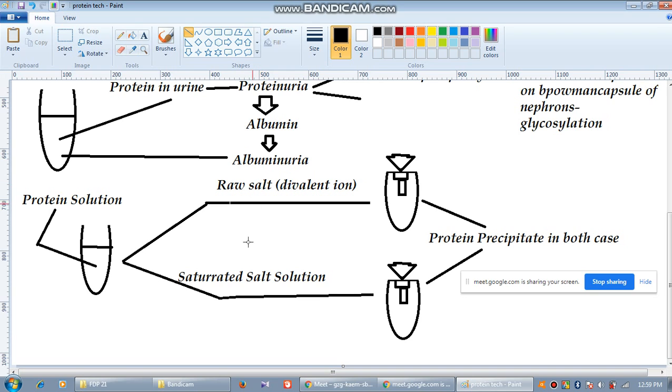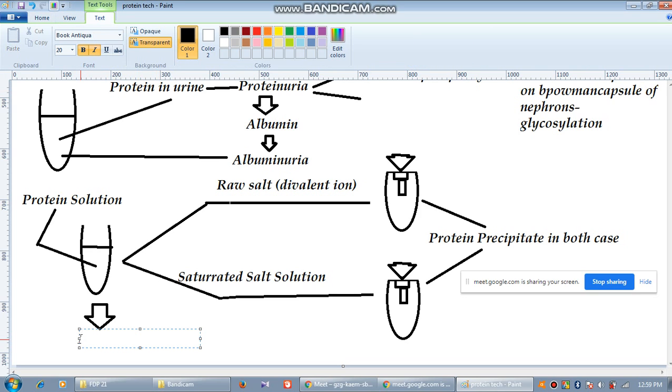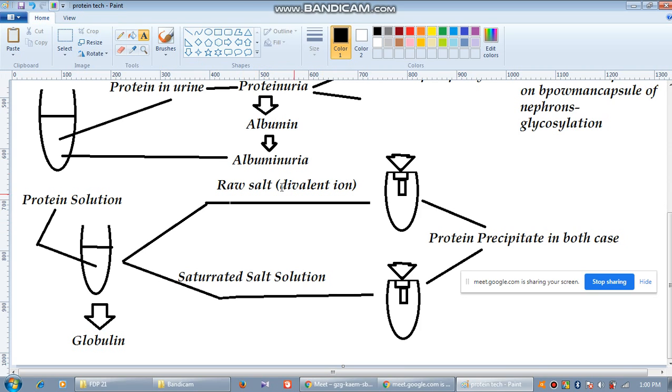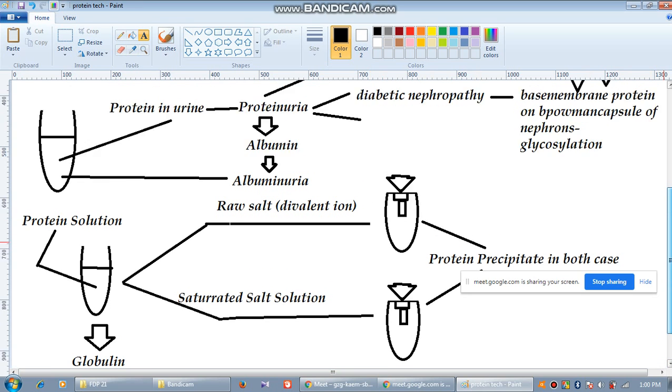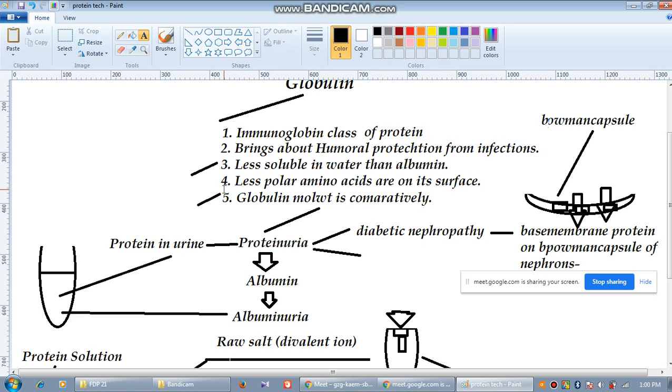Now in this case, in globulin, what we saw is that in saturated salt as well as raw salt, in both cases we received precipitate. So if this happens, you can be sure that your protein is having what? Globulin. If it had been albumin, you would have found precipitate only with raw salt, not with both of these. So by this simple method, we can determine that globulins have a low capacity to dissolve in water. Understood?